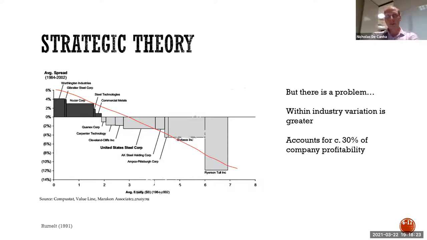Estimates vary. Rumelt, who did the biggest studies here, had a very big difference estimate. He reckons this is 4 or 5 times more important. The company is 4 or 5 times more important than the industry. Ghemawat and Rivkin put this at around 1.5 to 2 times as important.